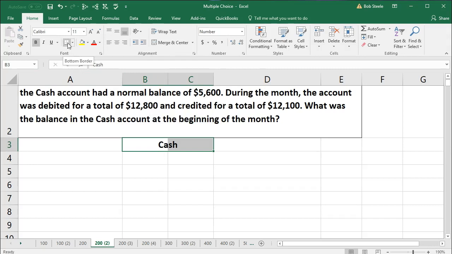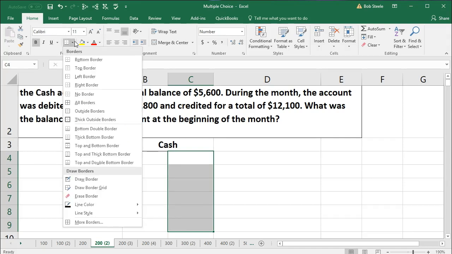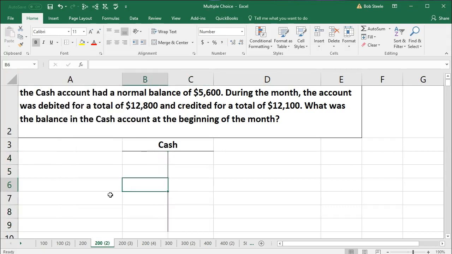I'm going to go ahead and underline that, Home tab font, and underline that, and there's our T account. If you want the line in the middle, you can actually put another line here, Home tab font, and then select these cells, and you want the line on the left in this case, and there would be our T.